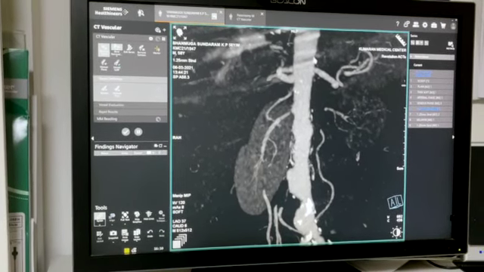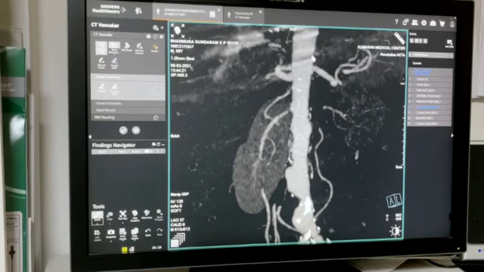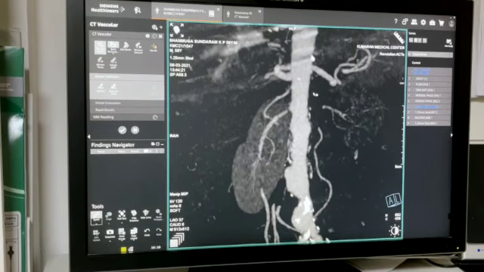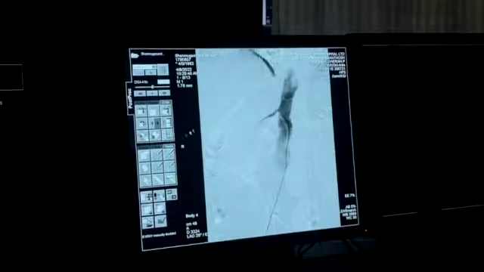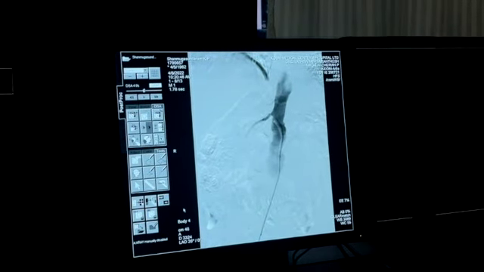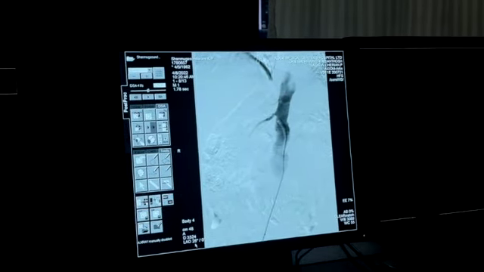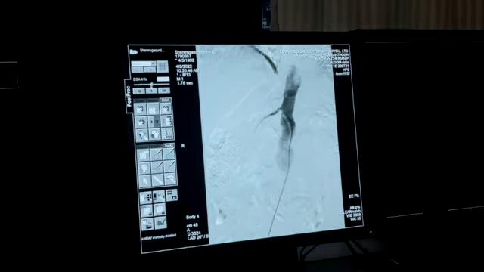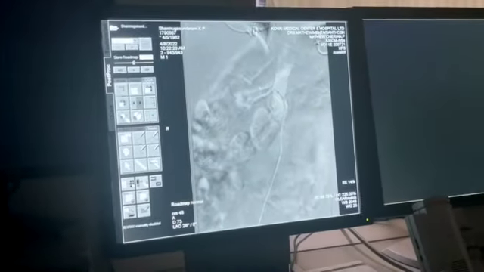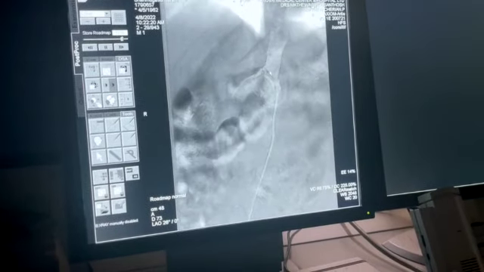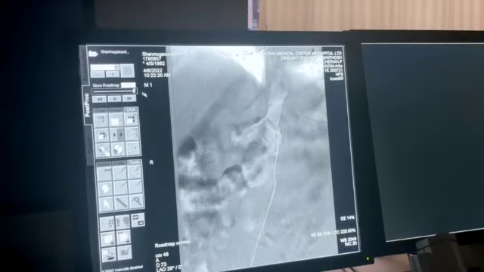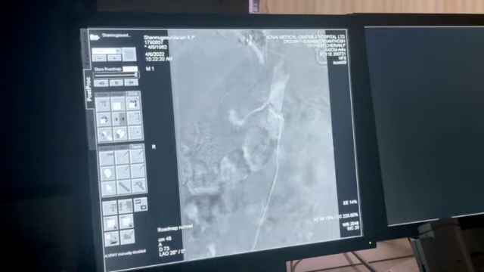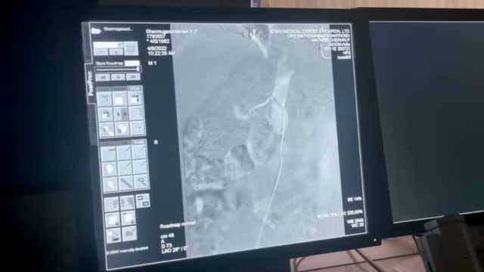Let's now have a look at the DSA image to show exactly how the same picture can be replicated on the other side. So see exactly what we have done over here. We have taken LAO of 26 degrees and we get the ostium out here and that making it possible for us to enter this vessel. You can see this is a roadmap showing this. We actually got it right out here and we are able to cannulate the renal artery.